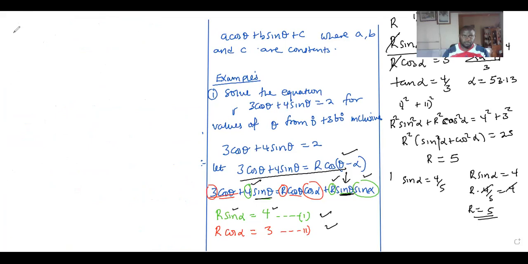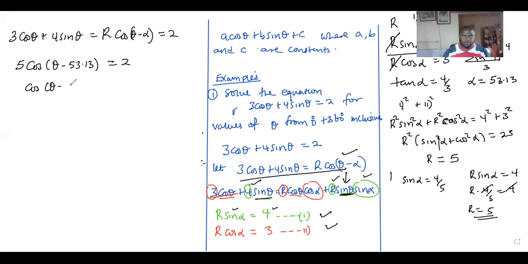So, having seen that, we have seen that 3 cos of theta plus 4 sine of theta was equal to r cos of theta minus alpha. But we have got alpha, we have got r. But also this was equal to 2. So we shall have 5 cosine of theta minus 53.13 is equal to 2. Do you see that cos of theta minus 53.13 is equal to 2 out of 5, which is 0.4.